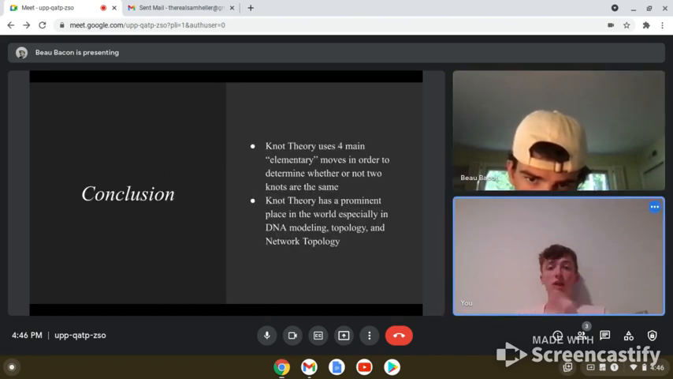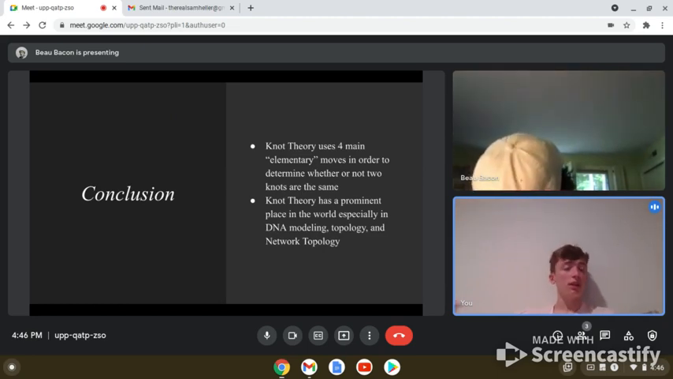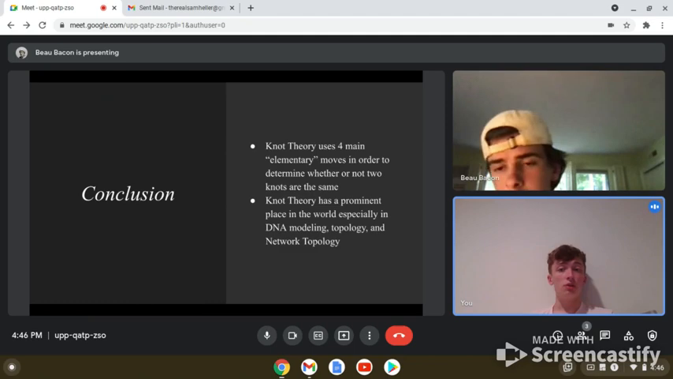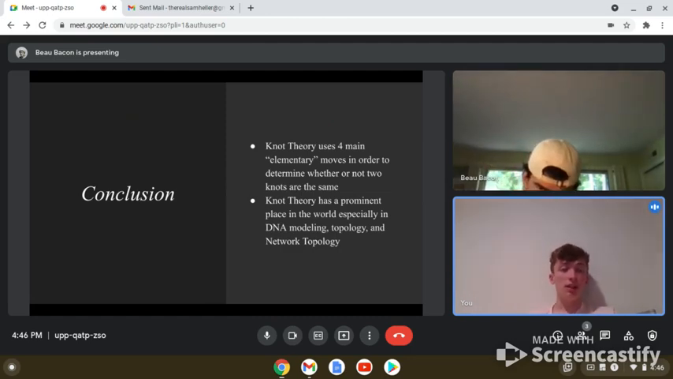All right, so in conclusion, knot theory uses four elementary moves in order to determine whether two knots are the same. Knot theory has a prominent place in the world today that we have found, especially in DNA modeling, topology, and network topology. And we do believe that it will have more uses as scientific advancements increase. But this is what we were able to find now, and this is how we are answering our essential question today.